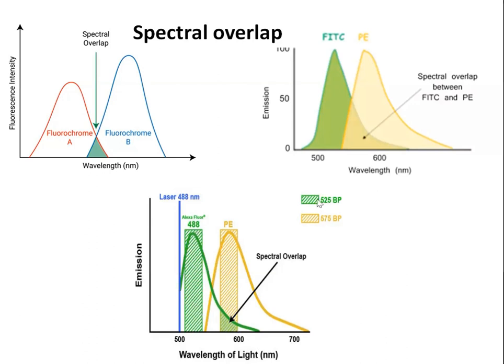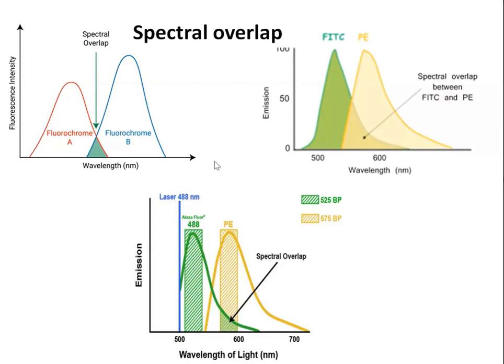Now, this emission spectrum, as we saw, is a range of wavelengths, and similarly, the emission spectrum of PE is also a range of wavelengths. And as we discussed, there is an overlap between the emission spectra of both the fluorochromes. Now, the problem here is, I have a flow cytometer and I have a detector to pick up the signals from Alexa Fluor 488 in the FL1 channel.